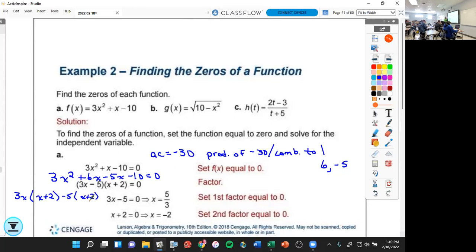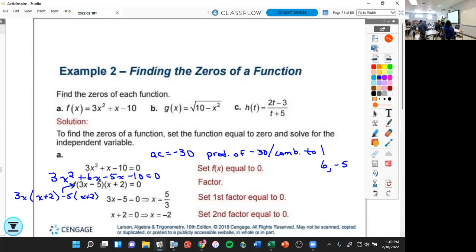Okay. And from there, folks, we get this, right? Both of those terms have an x plus 2 in common. If I take out the x plus 2, I'm left with 3x minus 5. Now that it's factored, we set each factor equal to 0, and they actually showed the steps there. So 3x minus 5 equals 0. Add 5 to both sides, divide by 3, x is 5/3. If x plus 2 equals 0, subtract 2 from both sides, x is negative 2.